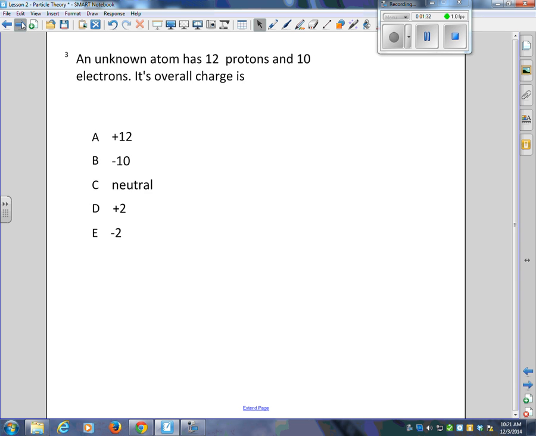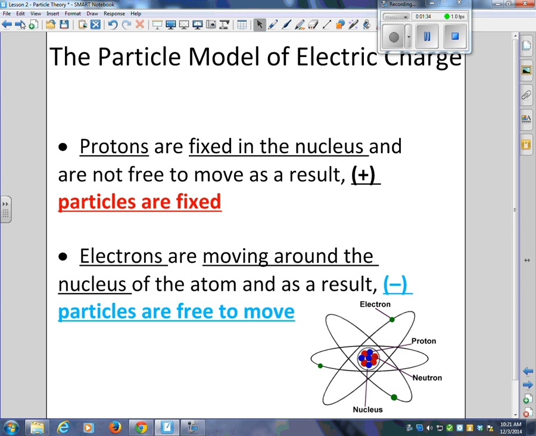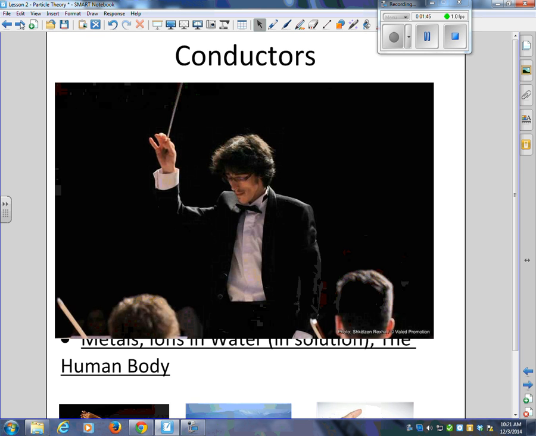And we did this, right? Okay. And I talked about how protons are fixed in the nucleus. What does the word fixed mean there? Permanent. They're stuck, glued in. Electrons are moving around. They're able to move. I think we left off here.